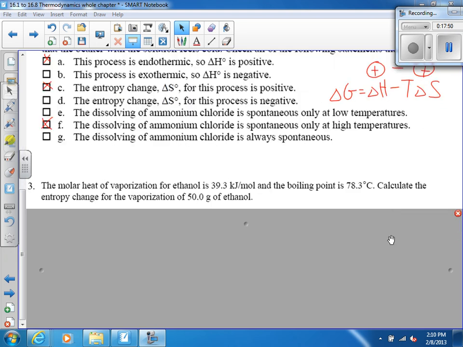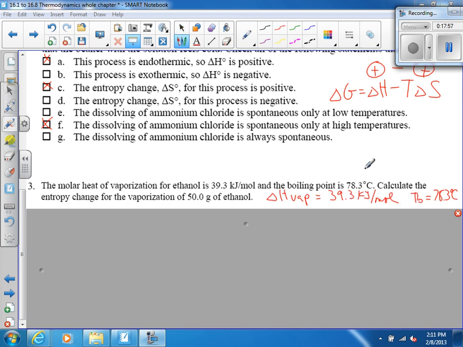All right, another problem. You're given the molar heat of vaporization, delta H vaporization. And you're also given the boiling point. We want to find the entropy change, something about delta S. Okay, we've got delta H, we want delta S vaporization. So there's a special equation we have to use. And you're thinking, well, what's going on? When you are boiling, you're at equilibrium.